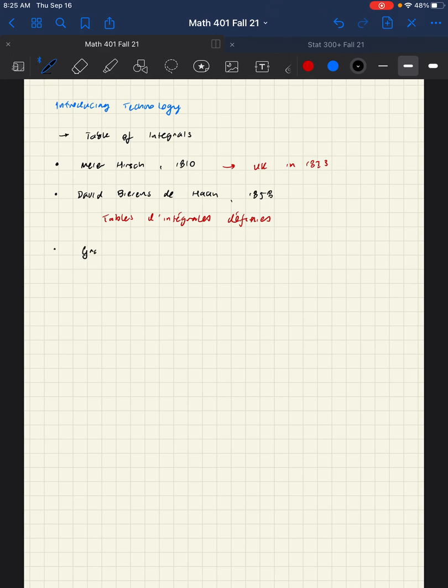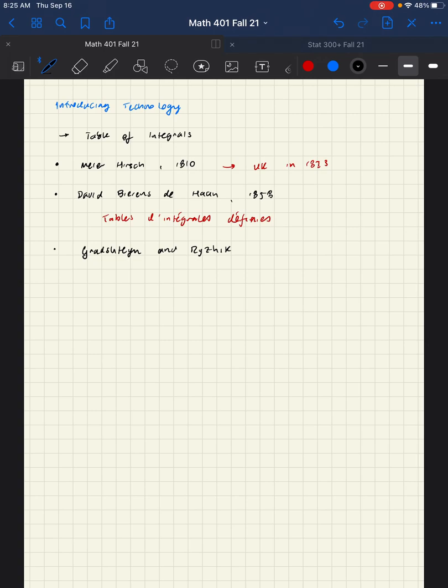In the early 20th century, the standard becomes Gradstein and Rijnik. I don't know how to pronounce that. I'm sorry, I'm trying my best. So their table of integrals becomes the standard in the 20th century and is reproduced and used by all sorts of organizations.